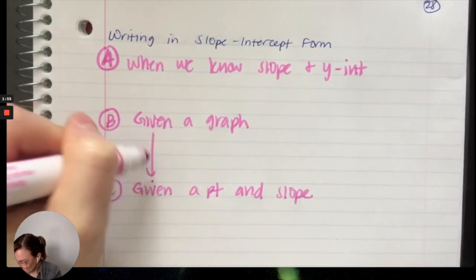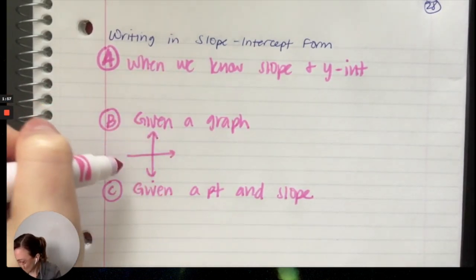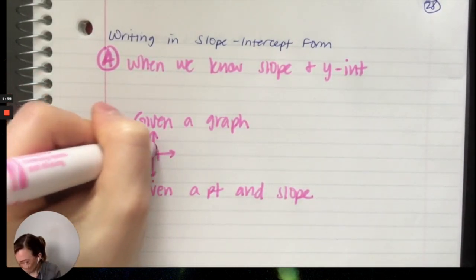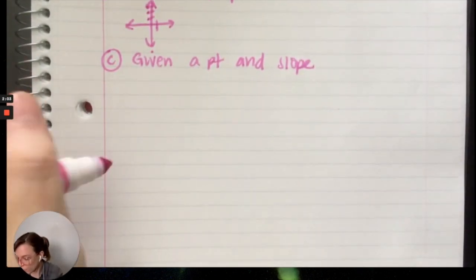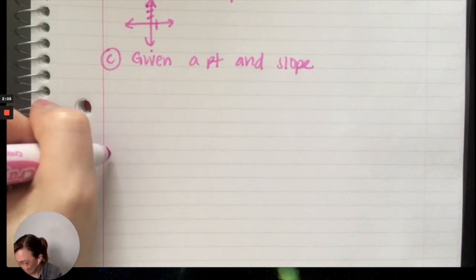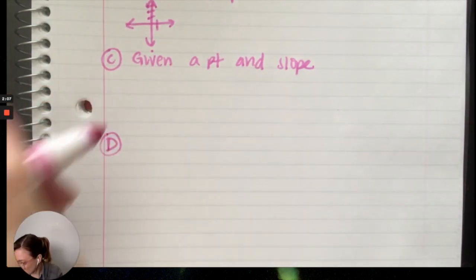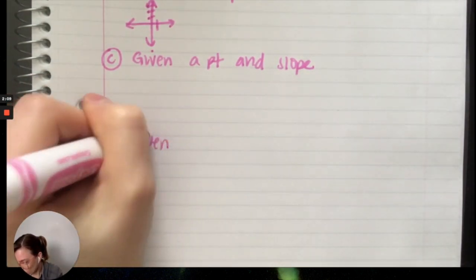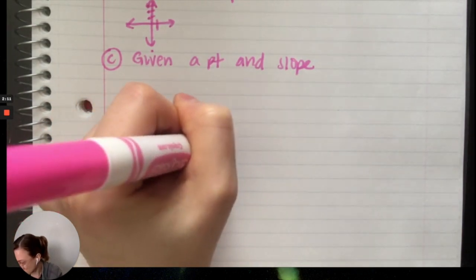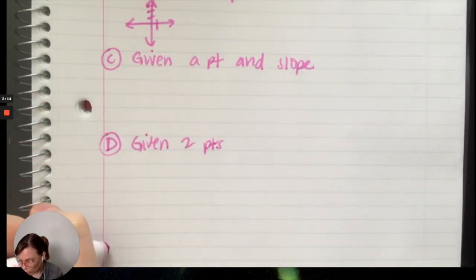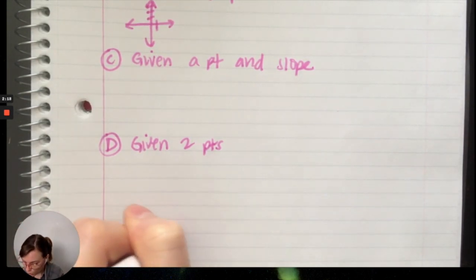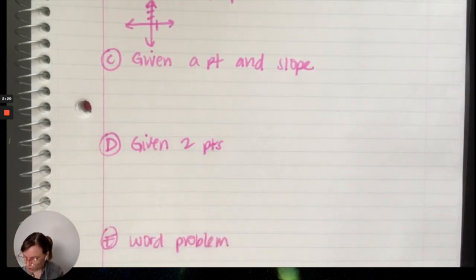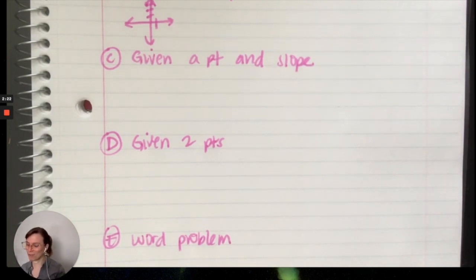And I'm going to have this axis already ready. We're going to go, there we go. And then we're going to give more room for that because it's going to take more math. We'll do D if we're given 2 points. And then E, it'll be a short word problem. That way you don't have to write as much on your notes because I understand word problems take a bit.